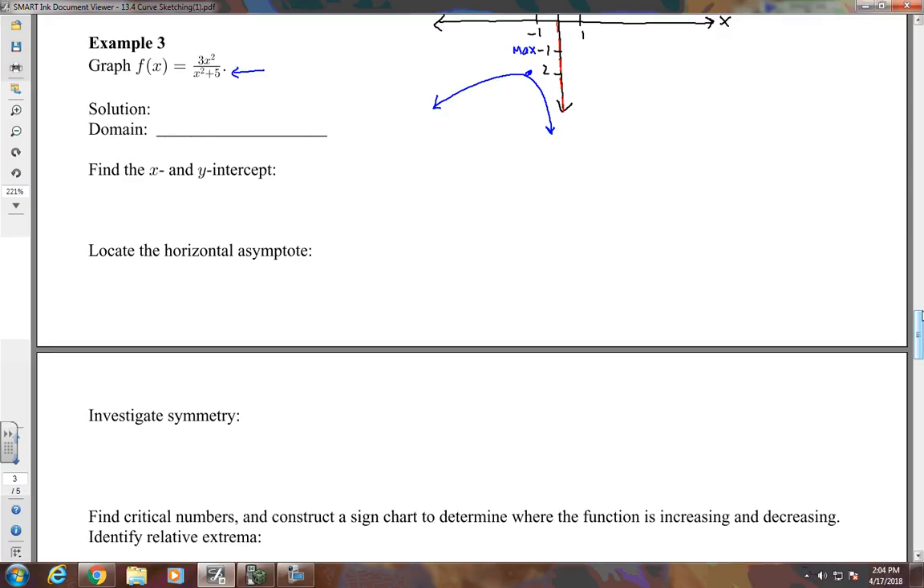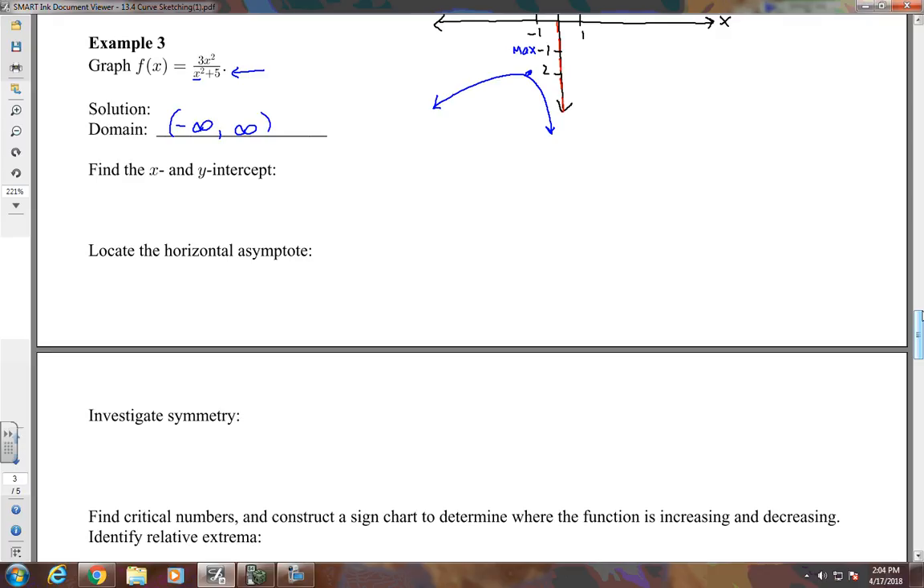Now, in this case, the denominator is never equal to 0. No matter if I plug a positive or a negative number in for x, or even 0, when I square that number and add 5, it's always going to give me a positive number. So the denominator is never equal to 0. That means the domain of this function is negative infinity to infinity.